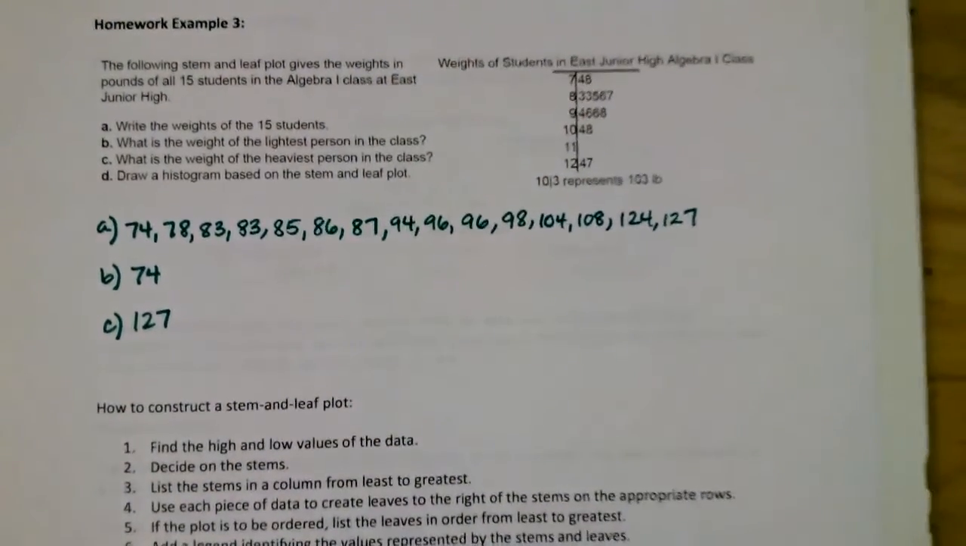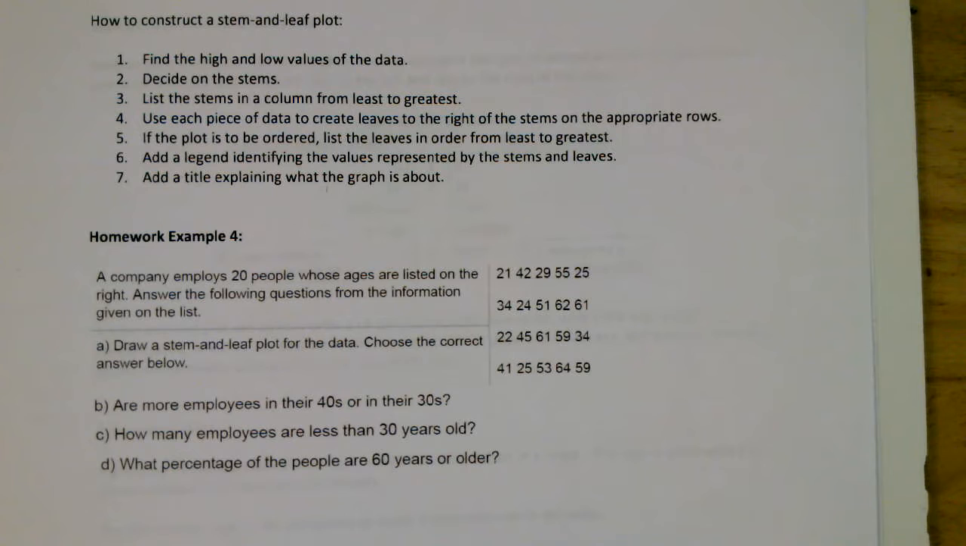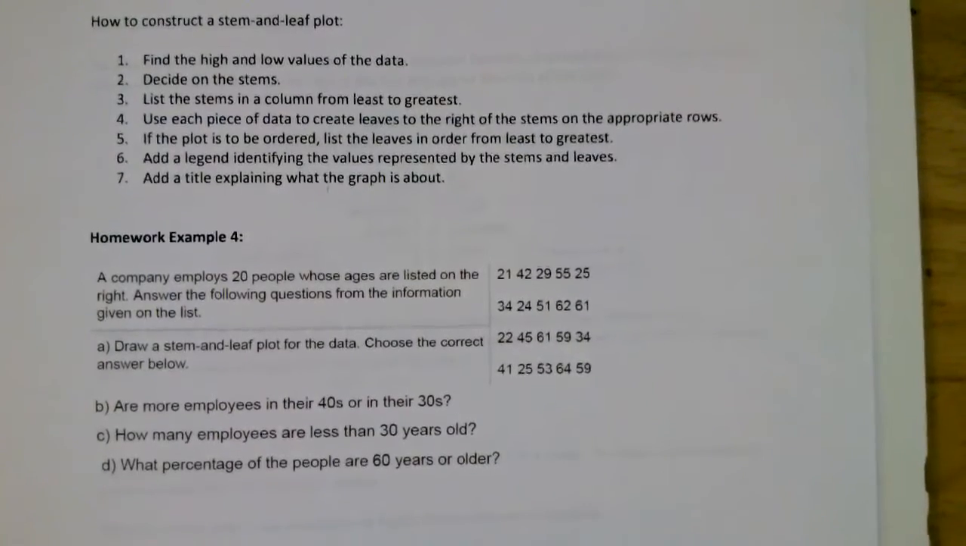All right, so now let's talk about how we can construct a stem and leaf plot. Here's how we can do that. Number 1, find the high and low values of the data, the highest data value and the lowest data value. And then number 2, decide on your stems. Usually, if you have 2-digit numbers, the first digit in that number will be your stem, the last digit will be your leaf. And then number 3, list the stems in a column from least to greatest. And then use each piece of data to create leaves to the right of the stems on the appropriate rows. And then next, if the plot is to be ordered, then we list the leaves in order from least to greatest. And then add a legend identifying the values represented by the stems and leaves, and then add a title explaining what the graph is about.